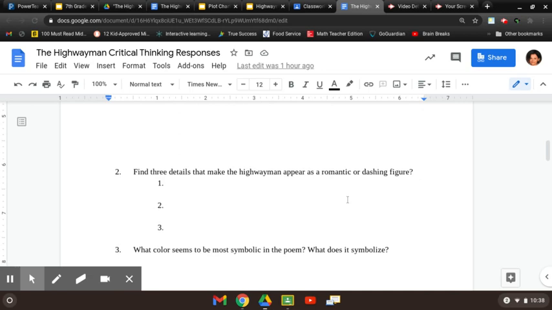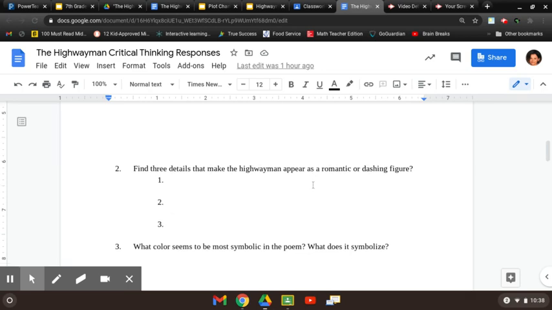Question 2, what are some details that make the highwayman appear romantic and dashing? So he's a criminal, but he's not like some dirty scumbag you'd see on the show Cops, like bad boys, what you gonna do? Or wearing a wife beater, getting taken away in handcuffs and all scruffy, right? What makes him romantic and dashing, even though he is indeed a bad boy?